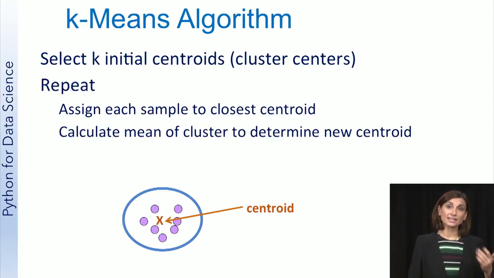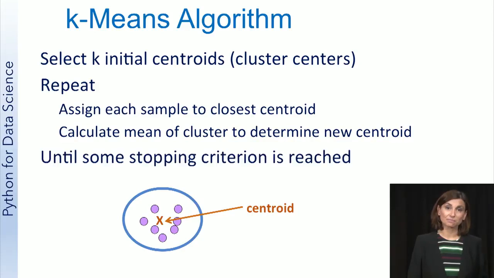Next, assign each sample in the dataset to the closest centroid. This means you calculate the distance between the sample and each cluster center and assign the sample to the cluster with the closest centroid. Then you calculate the mean or average of each cluster to determine a new centroid. Those two steps are then repeated until some stopping criterion is reached.